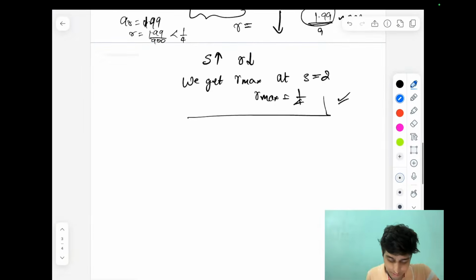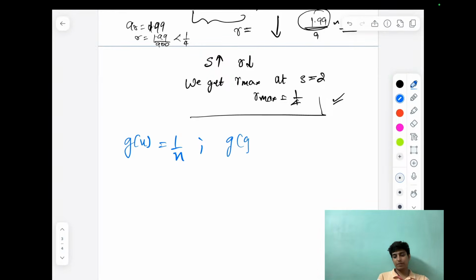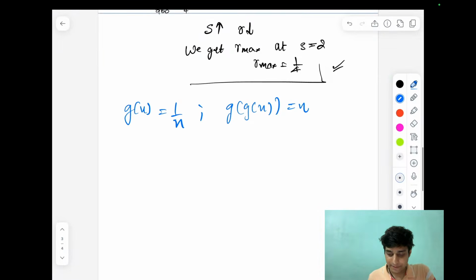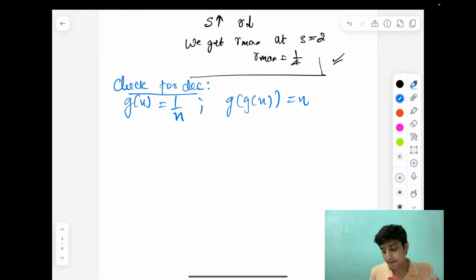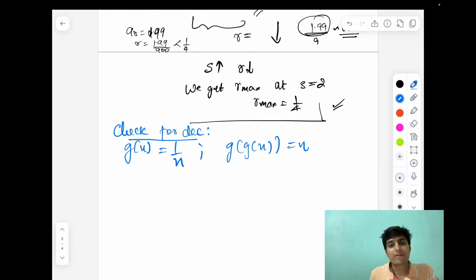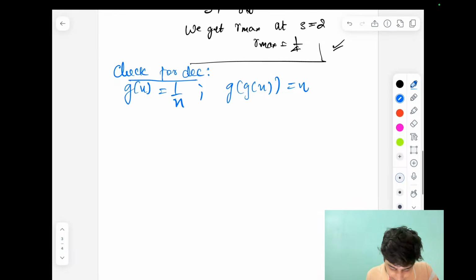Let's suppose g of n to be 1 by n. It's a decreasing function. Then g of n would be n. Straight away, check for decreasing. I will write: check for decreasing. I already know that it is increasing and we have got a value, but still I want to check it for decreasing, so we have better confidence and better conceptual clarity.